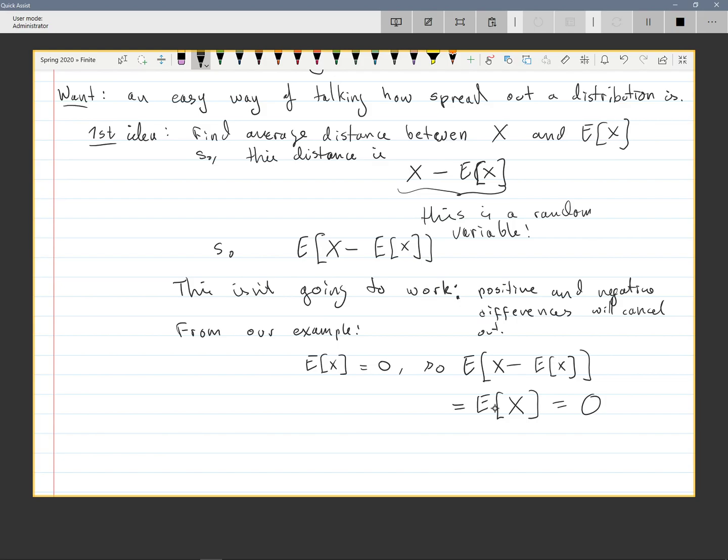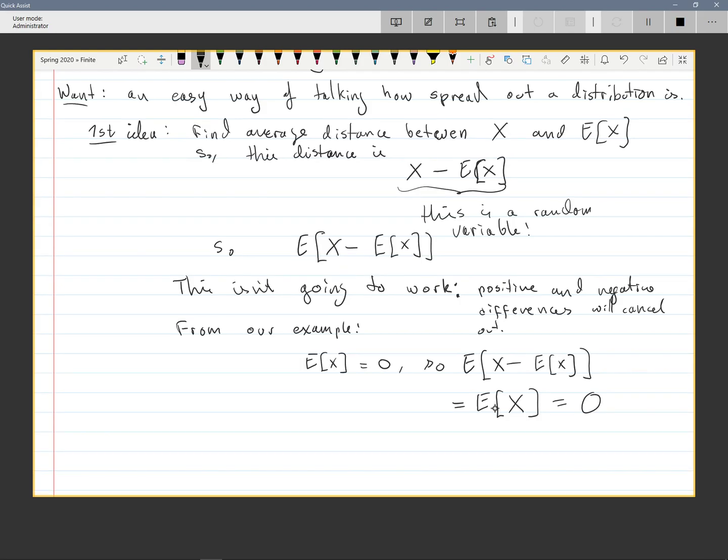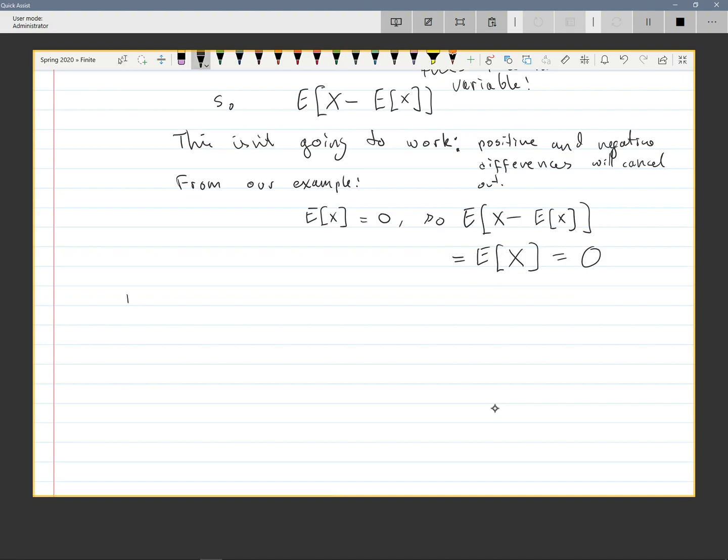And the reason is because we're canceling when it's above the expected value and when it's below the expected value. And in both these examples, it's above by just as much and just as often as it's below, because they're symmetric. So what we really want to do is not just take the difference, but we don't want the positive and negative to cancel out. We want it always to be positive, to avoid this cancellation. We want something that's always positive.